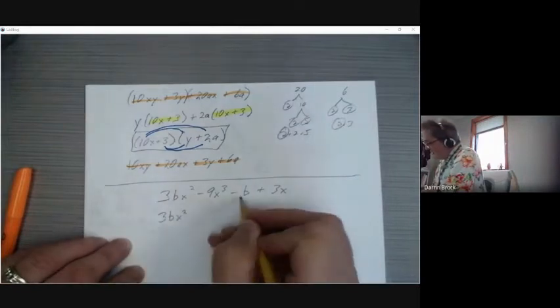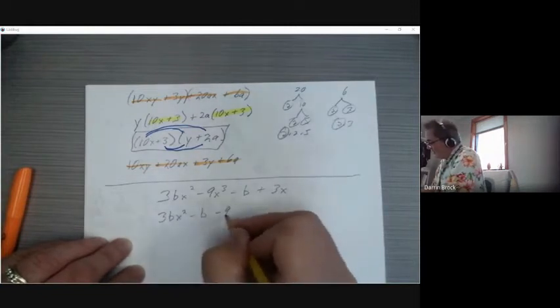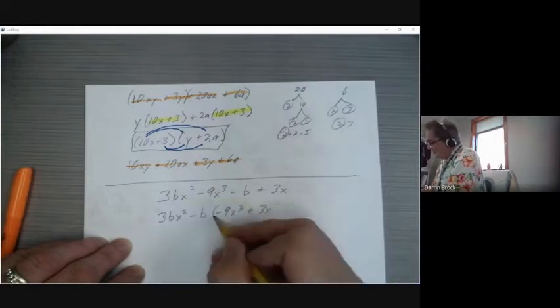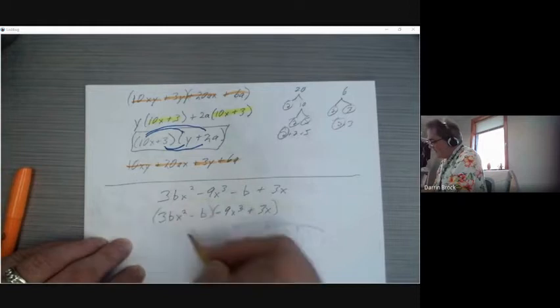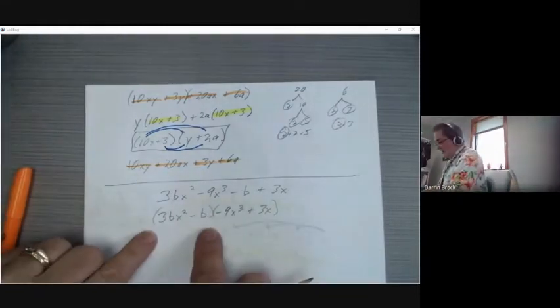3bx squared minus b. We'll just switch places with these two. Minus 9x to the third plus 3x. What if I group them like that, right? And make that my 2 groups. So let's factor out now with this rearranged.